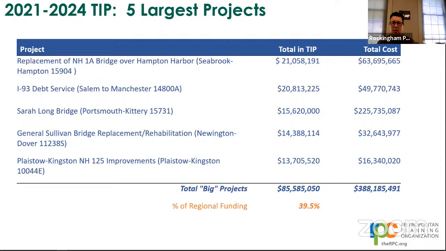General Sullivan Bridge replacement or rehabilitation, or whatever the combination of those two things might end up as, that's about $14 million in the TIP, with a total project cost of just under $33 million. And then the fifth largest project is Plaistow-Kingston 125. This is the work that's going to happen straddling the borders of those two communities, between the work that was done up to Old County Road in Plaistow and the Newton Junction Road intersection in Kingston.